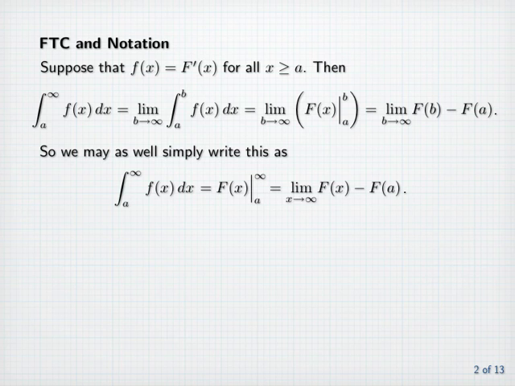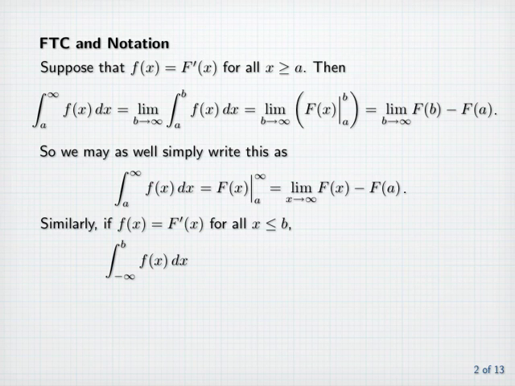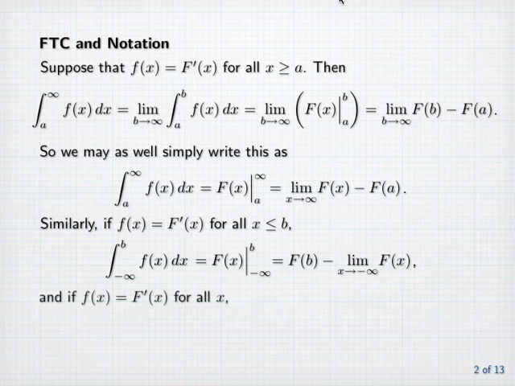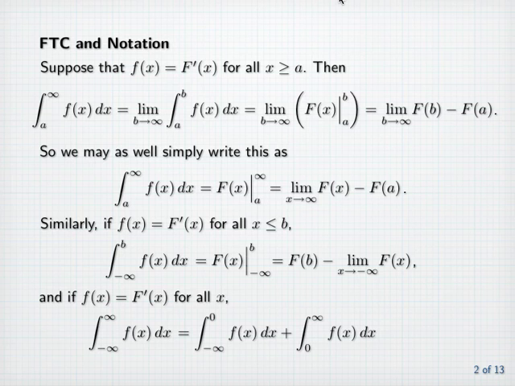Similarly, if little f of x equals capital F prime of x for all x less than or equal to b, then the integral from minus infinity to b of little f of x dx equals capital F of x evaluated from minus infinity to b, meaning capital F of b minus the limit as x goes to minus infinity of capital F of x. Also, if little f of x equals big F prime of x for all x, then the integral from minus infinity to infinity of little f of x dx equals by definition the integral from minus infinity to 0 plus the integral from 0 to infinity.